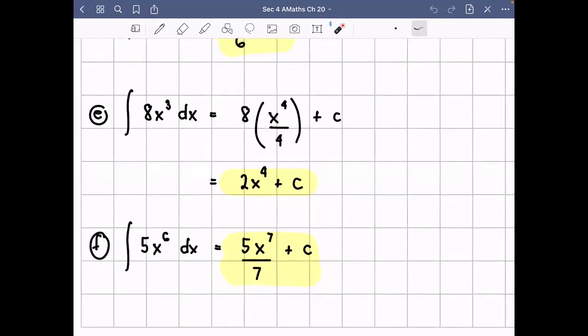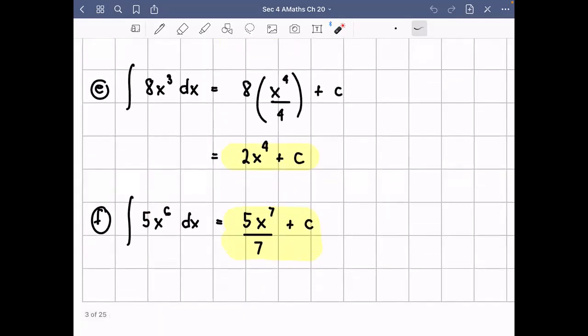What is the antiderivative of 5x raised to 6? Basically, we just rewrite the 5. The longer explanation is that you can put 5 outside the integration sign, and then you just integrate x raised to 6, which is basically the same as here.